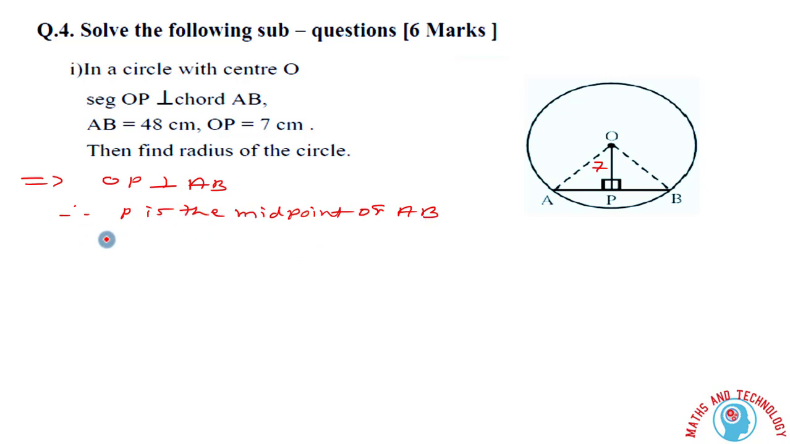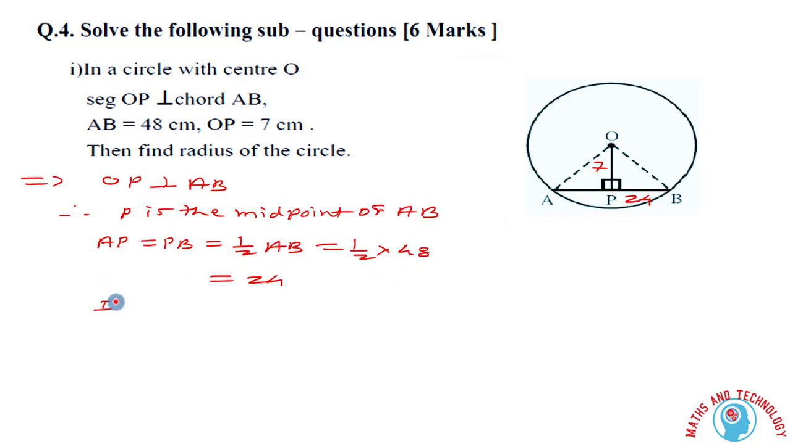So AP equals PB equals half of AB. What is the value of AB? AB equals 48. 48 by 2 equals 24. So we get this distance 24, this is 7. Now find OB, and this angle is 90 degrees.